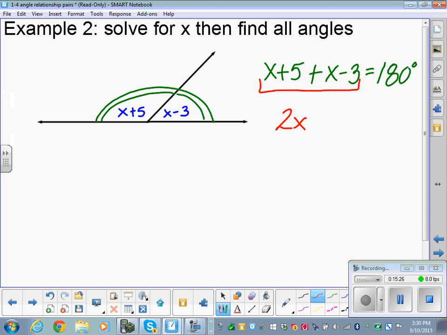And then we have positive 5 minus 3. We're combining our numbers. And I'm going to cross those out so we don't miss anything. 5 minus 3, guys, is positive 2. So I combined those, and that's equal to 180. So I just simplified the left a little bit.